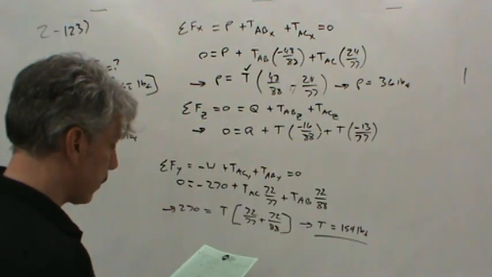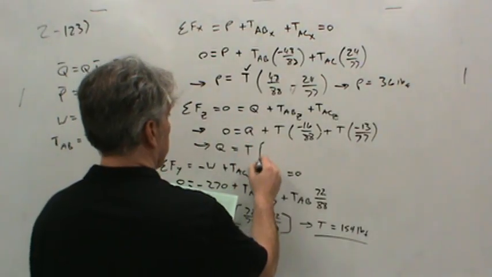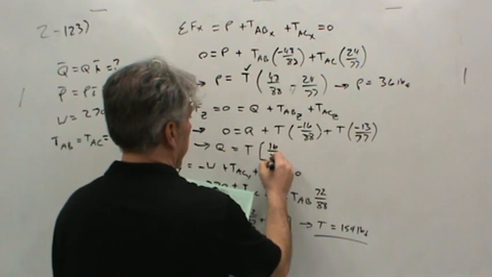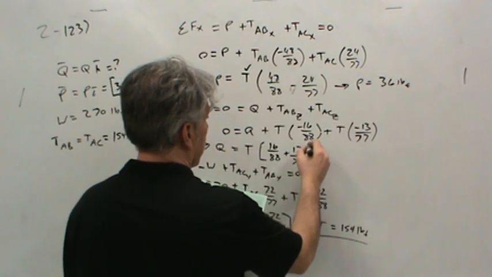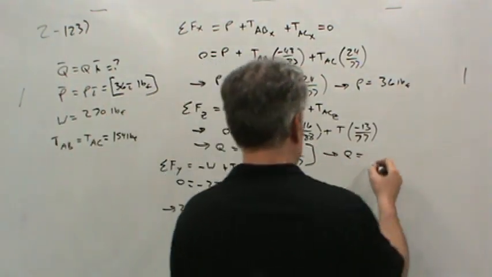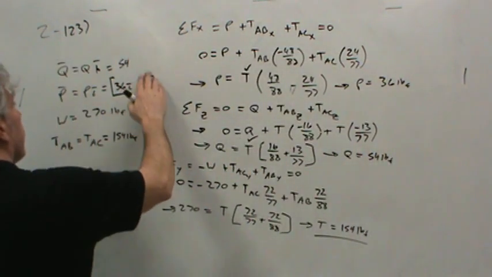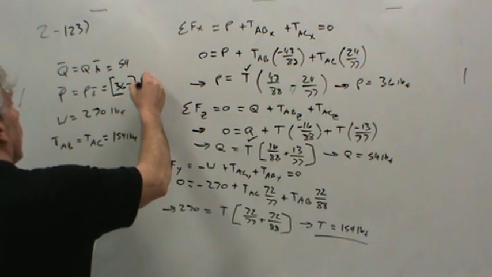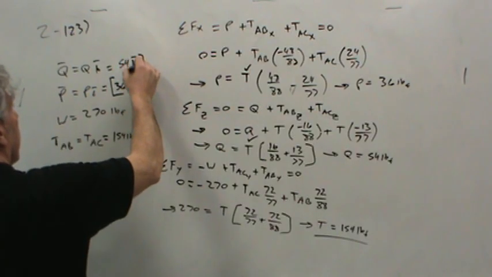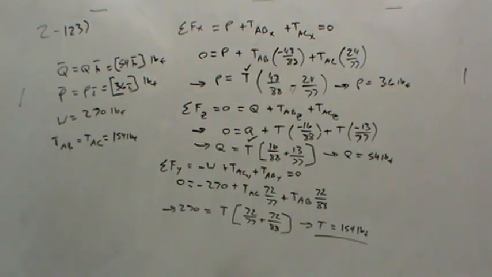Okay? So Q is equal to T times the sum of these two. All I'm doing is taking these to the other side, so their sign changes. So 16 over 88 plus 13 over 77. Again, I know the tension is 154 pounds, so Q has magnitude of 54 pounds. Therefore, this vector is 54. Probably should have done it this way. That's better. 54K pounds force. So there's the magnitude and direction of forces P and Q.